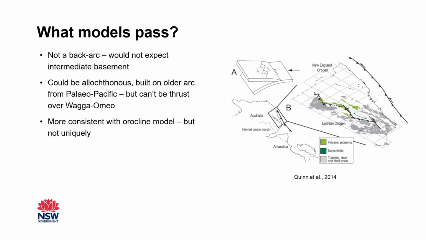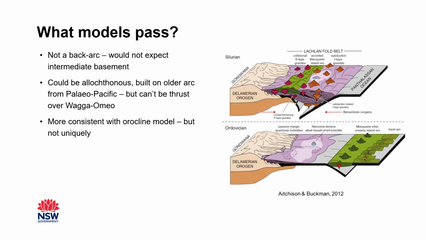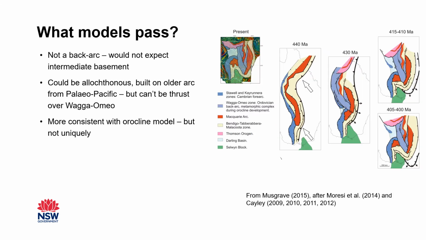So, applying the criterion of an intermediate basement for the Macquarie Arc, what classes of tectonic models would this allow? It's not a back arc. This would imply a MORB basement. It could be a Lachlan orogen from the Paleo-Pacific if it is sitting on an older arc or a continental fragment, but it can't be thrust over the Waggoromeo belt, as the obduction models suggest, as this would preserve some Waggoromeo basement, which should be high susceptibility. It can fit a west dipping model if the arc doesn't preserve or never had a significant amount of MORB or back arc basement. Overall, the data are more consistent with the Lachlan Orogen model, but not uniquely.